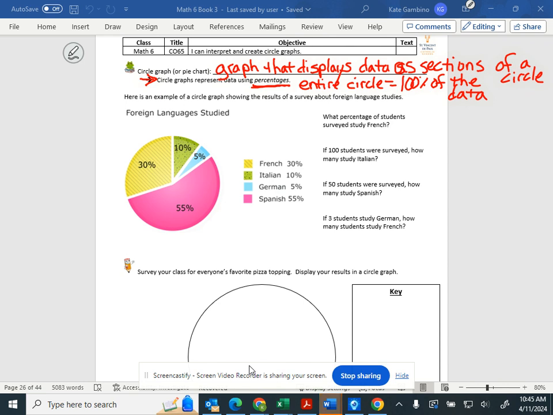Here's an example of a circle graph showing the results of a survey about foreign language studies. It's telling us what percentage of students speak the different languages. So for foreign languages studied, we can see French is 30%. So that amount out of that circle is 30%.